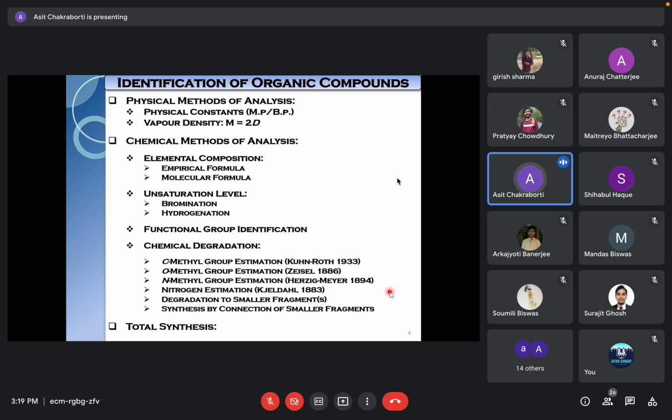The methyl group which is attached to an oxygen atom. This is called O-methyl group estimation. This is called the Zeisel method. It was introduced by Zeisel in 1886, and you will see that it adopts a nucleophilic substitution reaction. Maybe I have already told you. So what is the principle behind that?